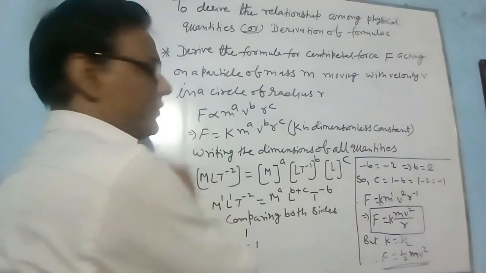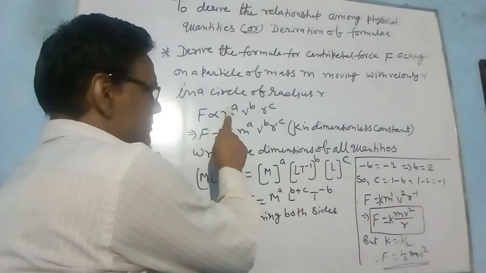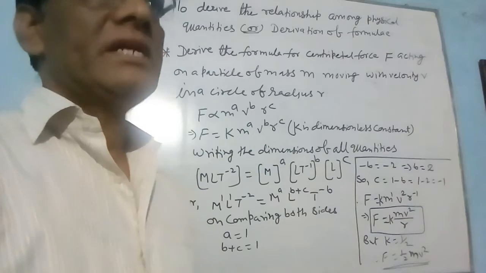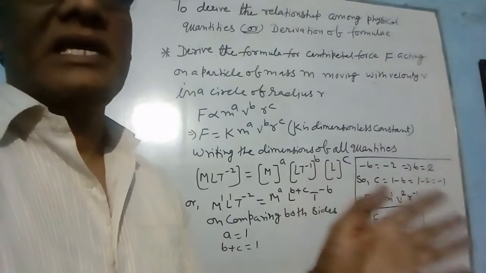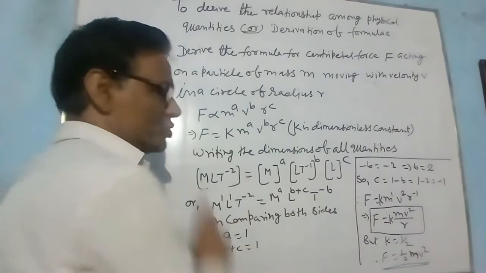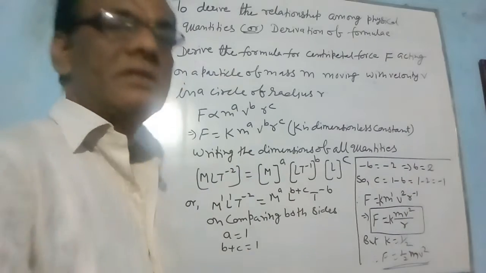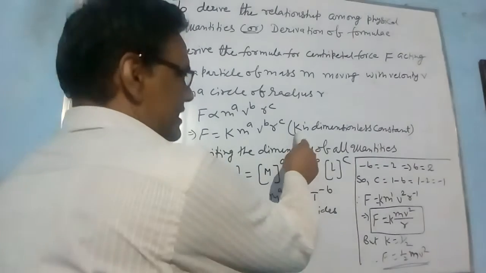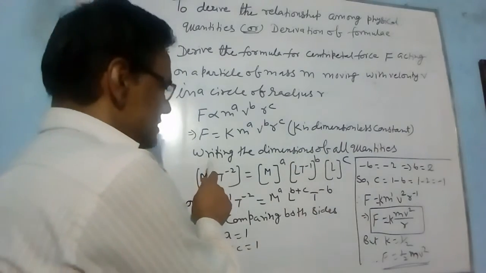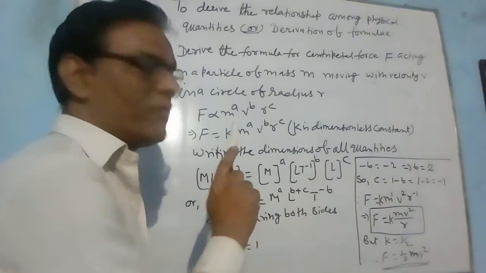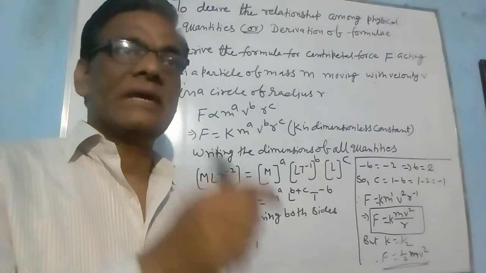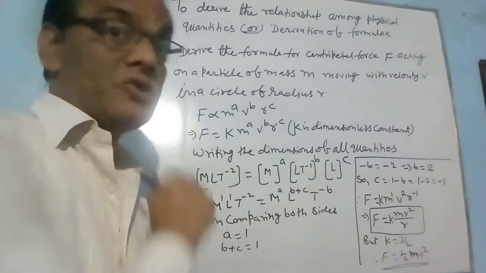So you find that F is proportional to m to the power a, v to the power b, and r to the power c. In this way, you can write x, y, z, a, b, c, d, anything. Now, when the proportion is removed, a constant must be introduced here, and here k is a dimensionless constant. After that, write the dimensions of all quantities. That means you can write the dimension of all terms that are used here.